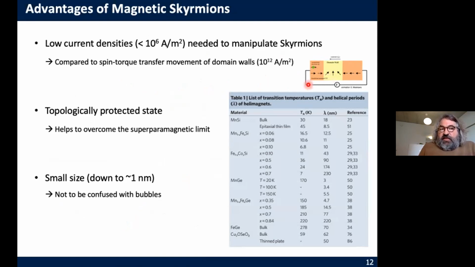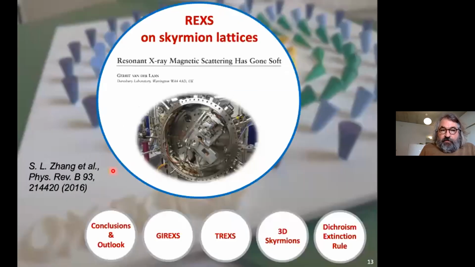The other thing is that topology usually suggests that the state is somehow protected. And so there's the hope that this helps to overcome the superparamagnetic limit of miniaturized storage bits. And in principle, you should be able to look at skyrmions or use skyrmions down to a nanometer in diameter. So that's quite attractive prospects.